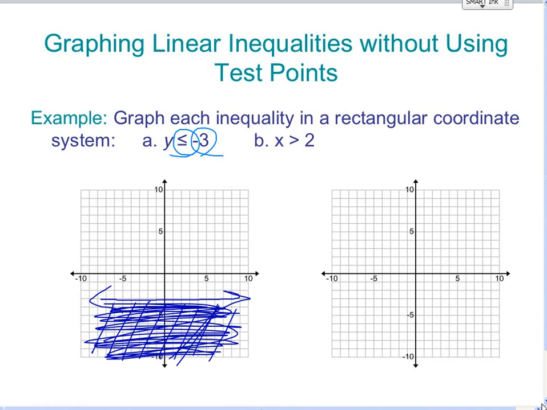Okay, for part B, we want x is greater than 2. It's going to be vertical. And since it's greater than, it's going to give us a dotted line. We need numbers that are larger than 2. And larger than 2 are going to be on the right side, so we're going to shade on the right side of the line.